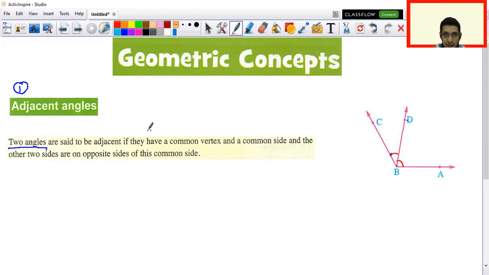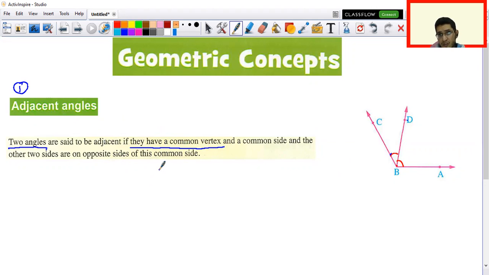What are these conditions? The first condition is they have a common vertex. Here, the common vertex is the vertex B. The angle CBD and angle DBA have the same vertex. Here, the same vertex is B. This is the first condition to say these two angles are adjacent angles.